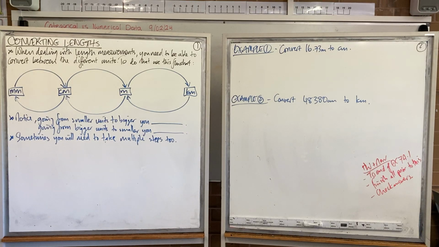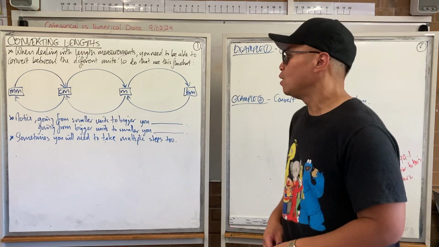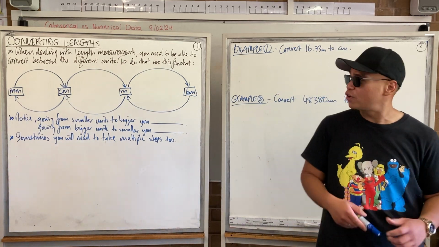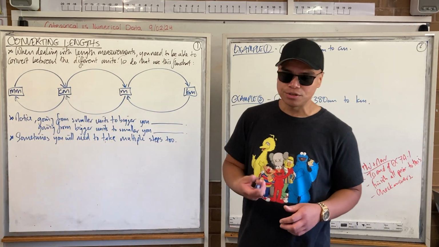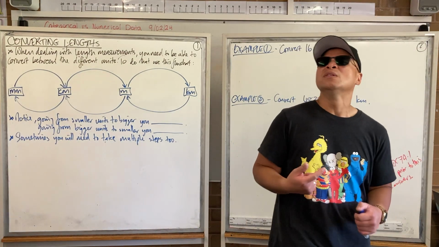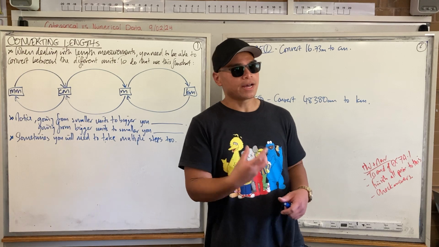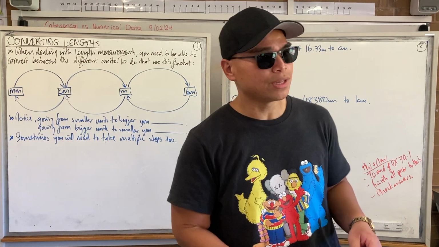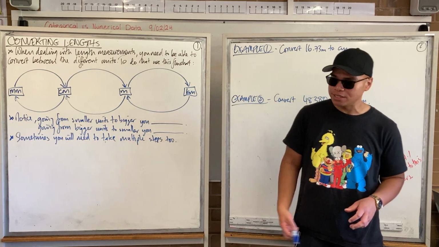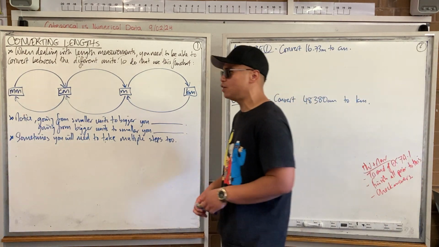Alright, this lesson is on converting length measurements. When you're dealing with length measurements, you need to be able to go between the different units. So the units that you would use: millimeters, centimeters, what comes after centimeters? Meters. After that? Kilometers. That's all you'll deal with here. So, all that should be in your cheat sheet is this little flow chart, but it's not completely full yet.